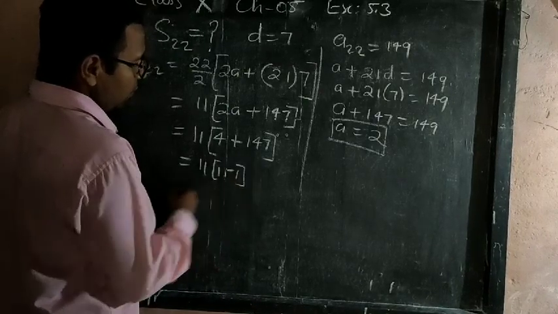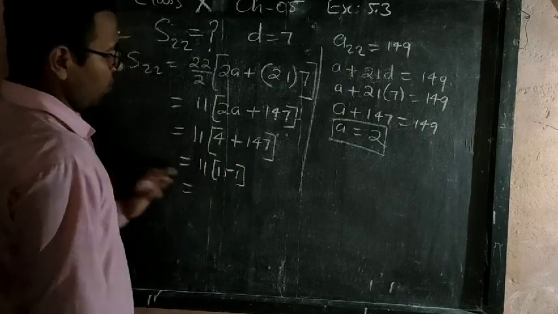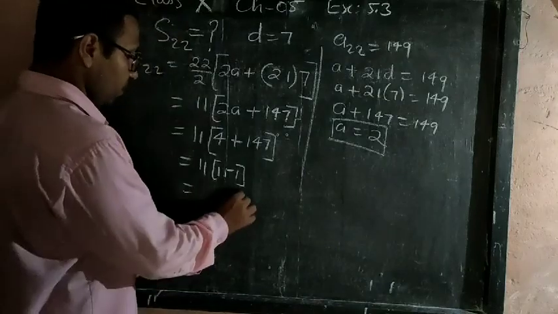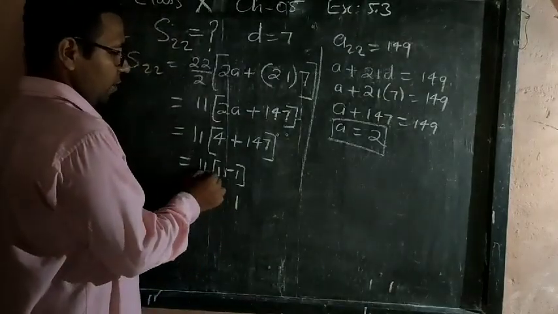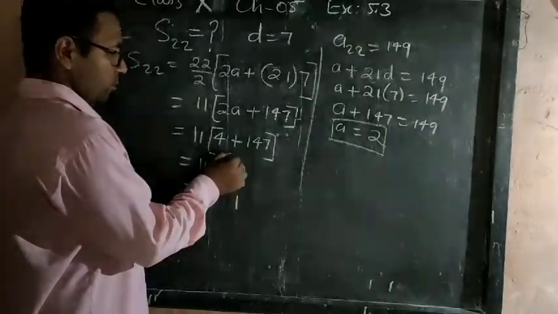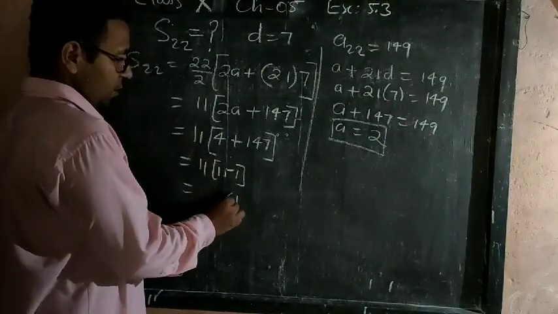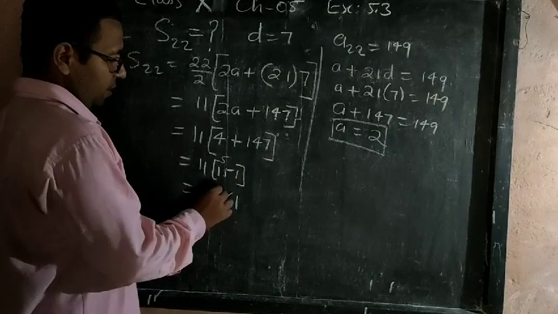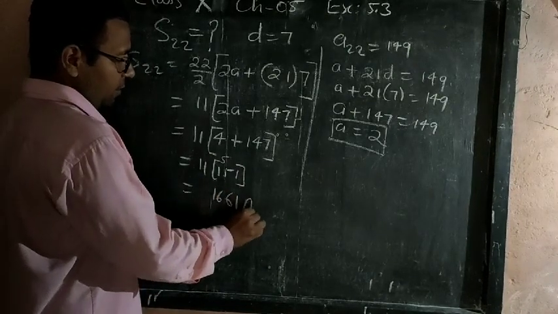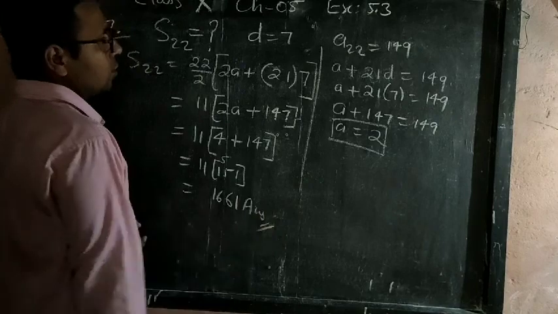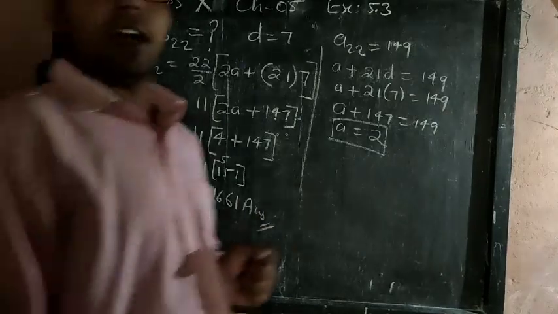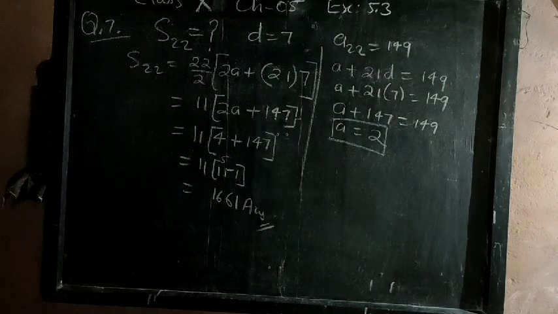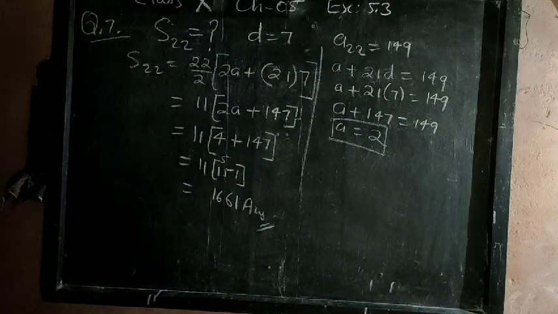Now students, we have to multiply 151 with 11. 11 ones are 11, 11 fives are 55 and 1, that means 56. 5 carry. 11 ones are 11 and 5, that means 16. So we are getting the answer 1661. Now students, I hope you have understood this one. Very simple question it was. Now we will proceed to the next question.